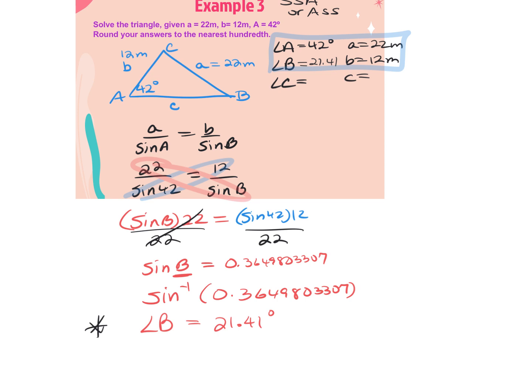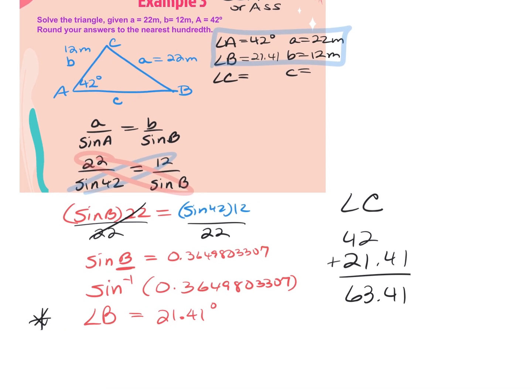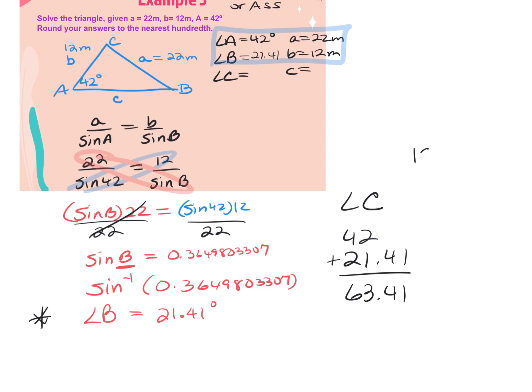Now, this is going to be the information we're going to use to check to see if there is potentially a second triangle. But let me go ahead and just finish this one first. So in order to find angle C, I can go ahead and add the two angles I have now. So to get angle C, I'm going to add 42 plus 21.41. Once I add those, I get 63.41. And then now to get angle C, I subtract 180 minus 63.41. And angle C equals 116.59 degrees.